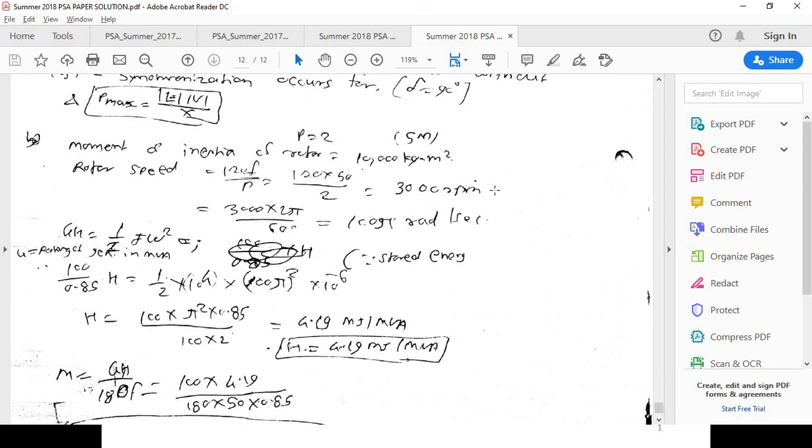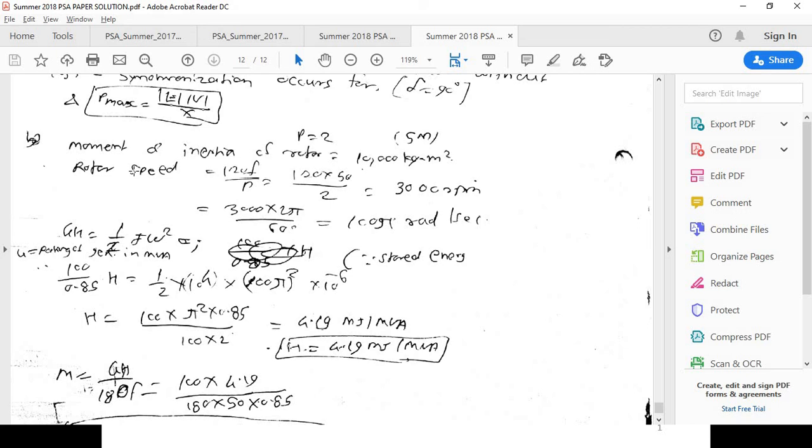Now GH is equal to 1 half I omega squared, where G is the rating of the generator in MVA. Now, what is the stored energy? GH is equal to, G is equal to 100 upon 0.85, into H is equal to 1 half I, which is 10 raised to 4, into 100 pi squared into 10 raised to minus 6. So H is equal to 4.19 megajoule per MVA.